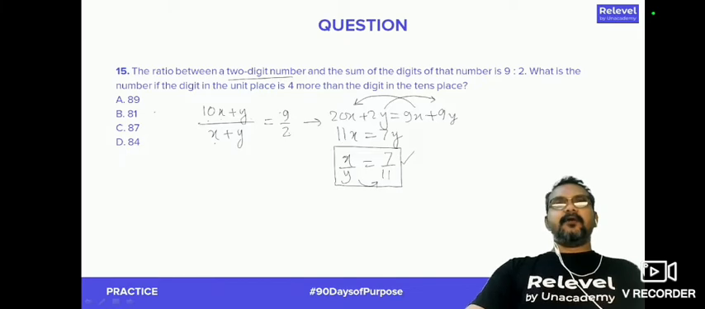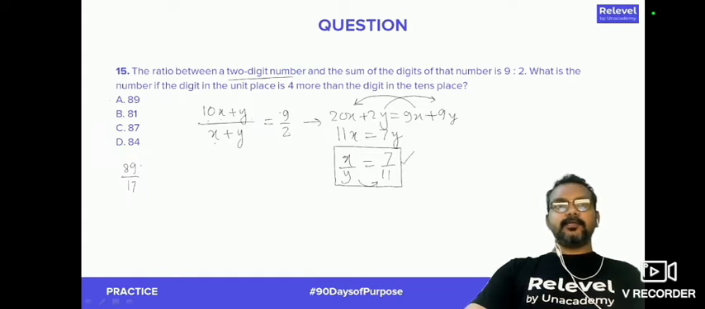Okay. If I go by the options, option A, the two-digit number 89 divided by sum of the digits, that is 17. This is not 9 by 2. This is close to, but not exactly. 81 divided by 9. So 81 is the number. Sum of the digits is 9. Is 9 is to 1. So that's not 9 is to 2.